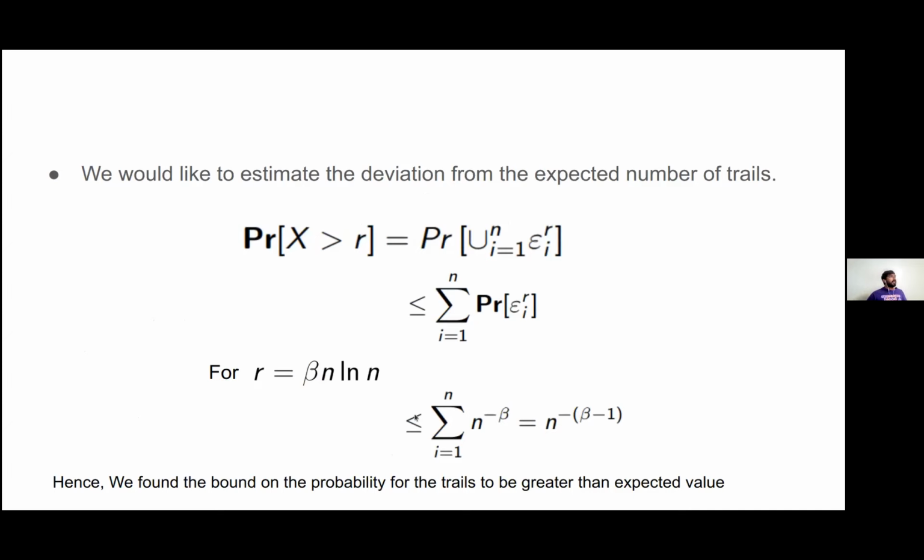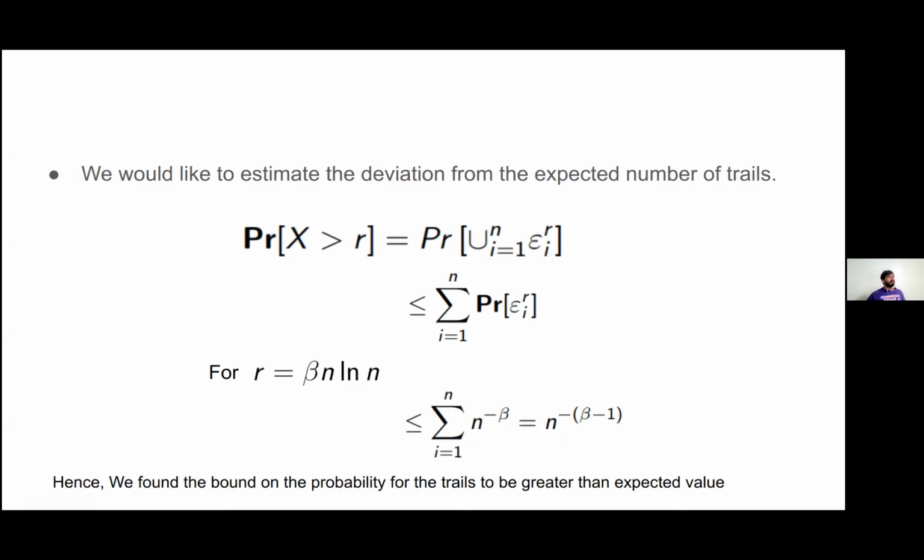Now we would like to estimate the deviation from the expected number of trials. The probability of X greater than r is the probability of the union of all such events, in the r trials such that none of them are chosen, which is less than or equal to the sum of all the individual events here. For our chosen r equal to beta n log n, we see that the probability is less than or equal to n to the power of minus beta plus 1. So we found the bound on the probability for our trials to be greater than the expected value.